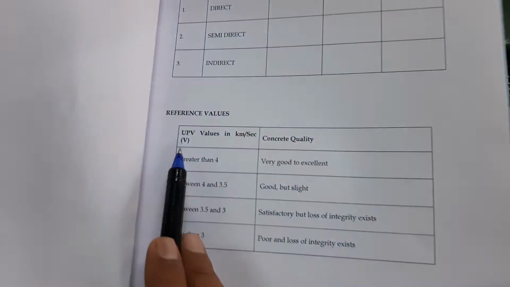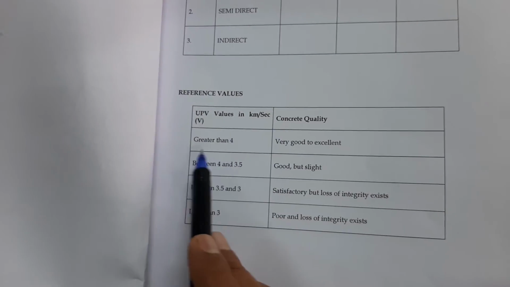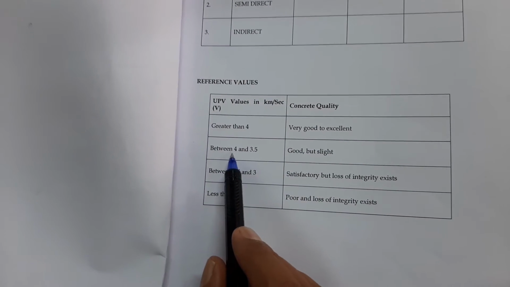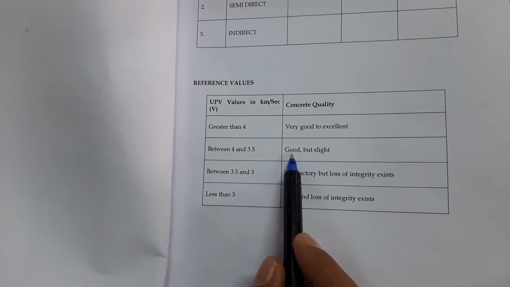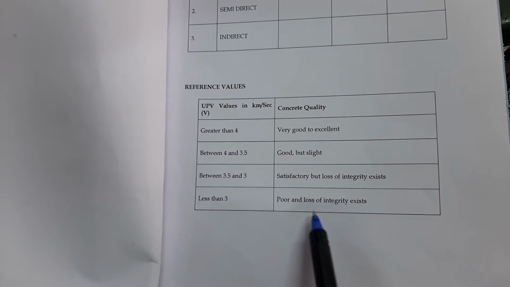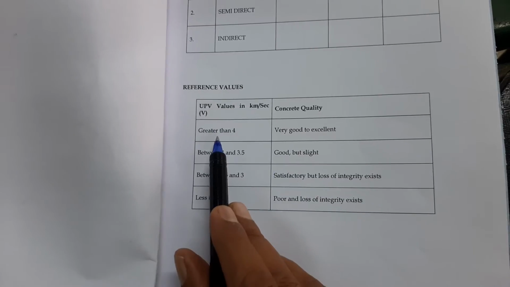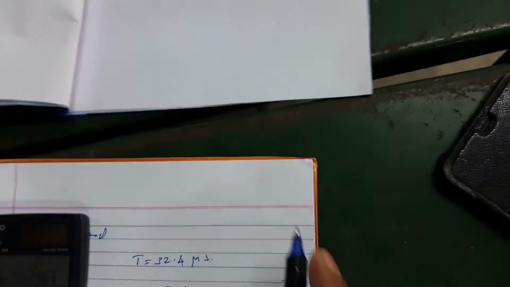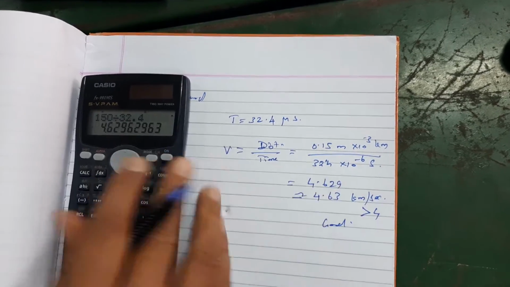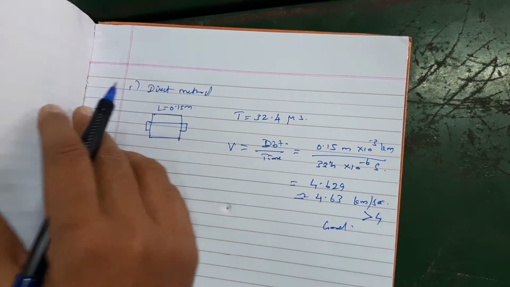Here is the value. The UPV value in kilometer per second, if it is greater than 4, is very good to excellent. Between 4 and 3.5 it is good. Between 3.5 and 3 it is satisfactory. But less than 3 is poor integrity. Here it is greater than 4, so it is going to be good quality. This is for the direct method.